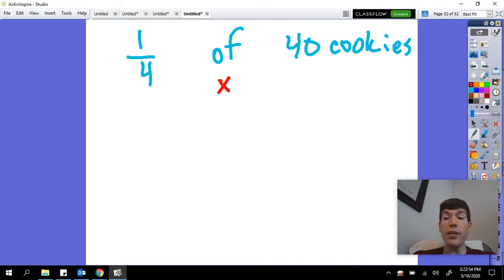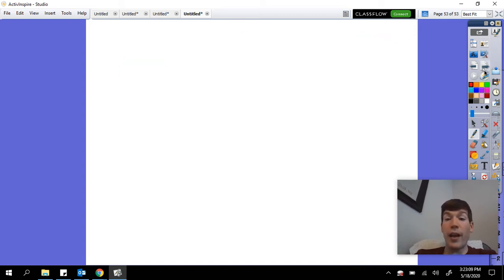Now, when you are doing that, the thing that I think is the most important to look at is our denominator, because basically what we're doing is we're splitting our amount of objects, in this case cookies, into four different groups. Now, to do that, I'm going to make an array. And because we're looking at the number 40, I know I'm splitting it into four different groups.